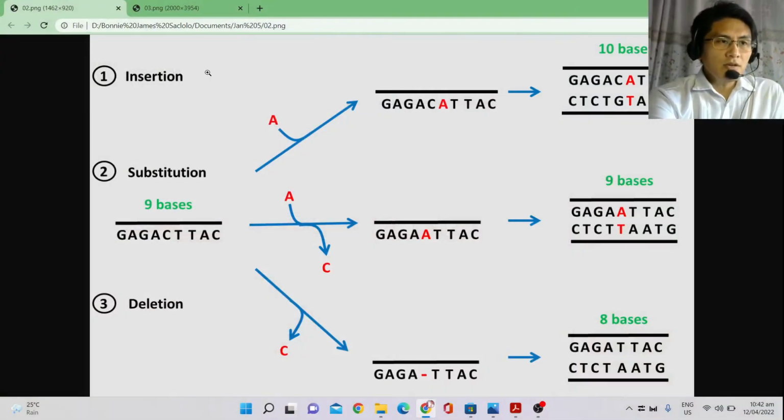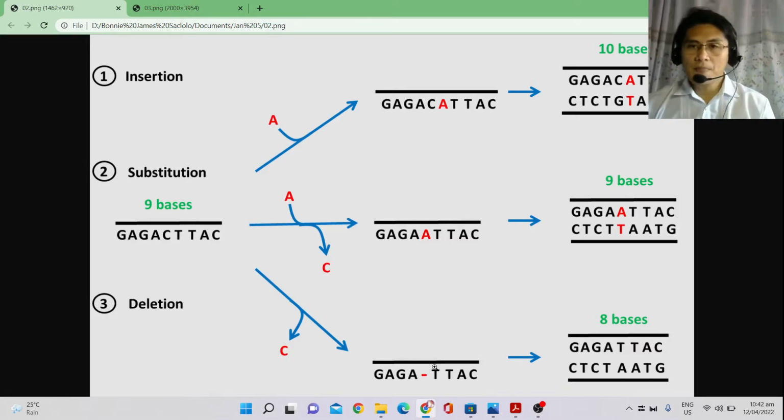So let's take a look at it again. You have an insertion where a letter is inserted in the code. You have a substitution where, instead of a C, for example, it gets substituted for an A, and you can have a deletion where there should be a C there, but it's deleted. So that is from the perspective of individual letters.